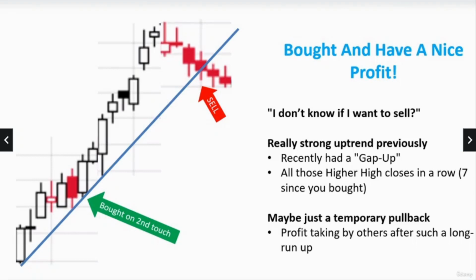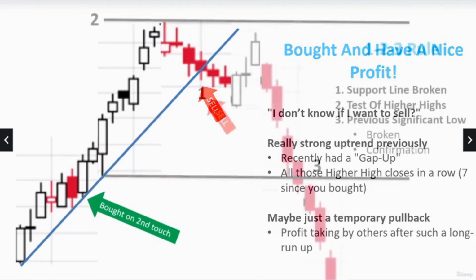So that's good too. But now there's this temporary pullback, or maybe it's a temporary pullback, you don't know, but you reach that peak, and then the candlesticks start going red, it's starting to go down, and it crosses that trend line. With all those high closes in a row and the gap up, do I really sell because it crossed that trend line, or are people just taking some profits? How do I apply my 1-2-3 rule to this is the idea.